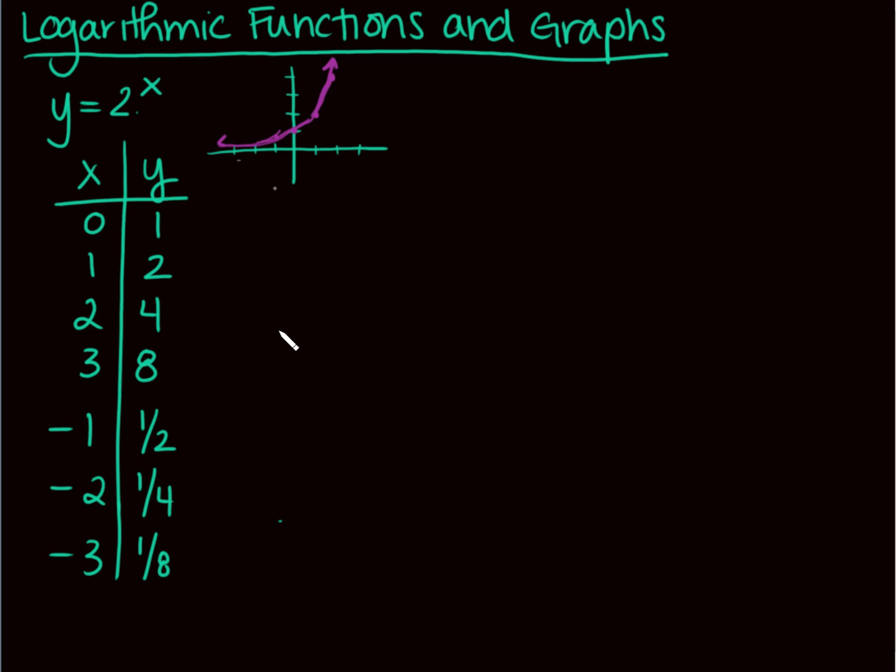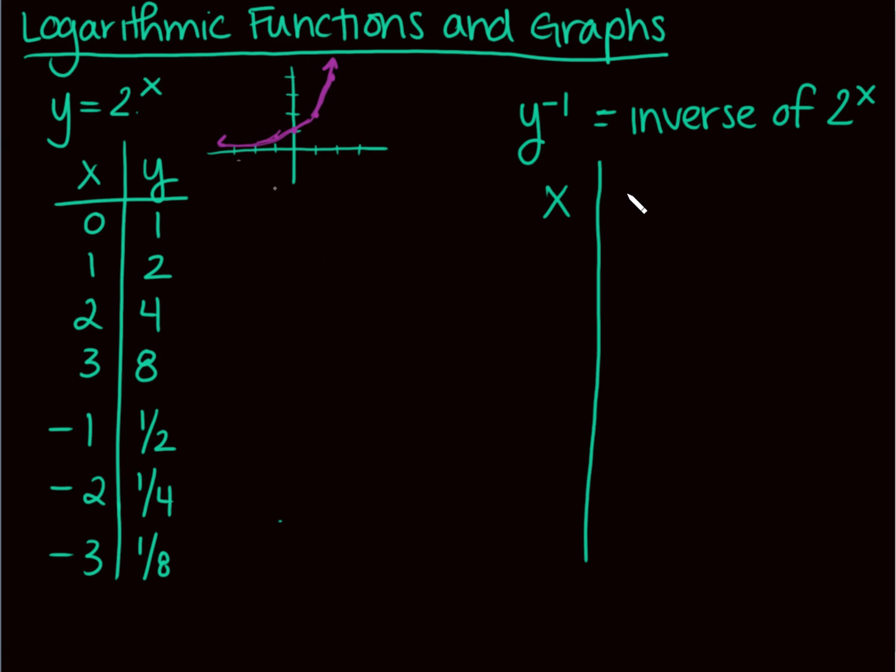So remember what an inverse function does, right? So let's consider y to the negative 1, which we are going to say is the inverse of 2 to the x. We don't know what that is yet, right? What I do know about inverse functions is that they are going to take these x and y values for 2 to the x and they're going to switch them. That's what an inverse does.